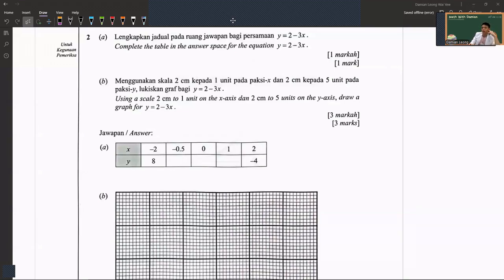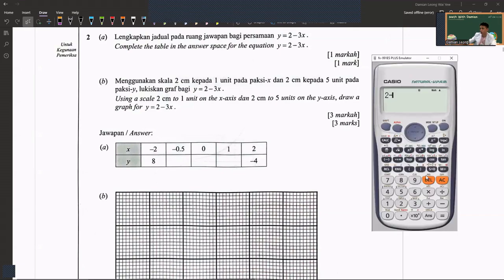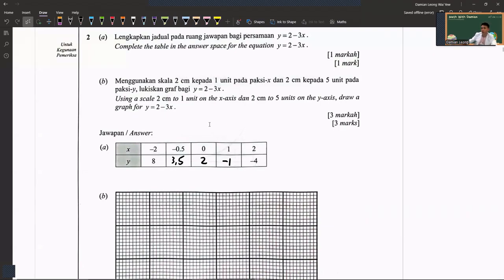Then question 2. Part A, complete the table in the answer space for the equation y equals 2 minus 3x. So just put in the value of x and calculate the y value based on the equation. So 2 minus 3x. If I put negative 0.5, it is 3.5. If I put 0, it will be 2. And calculate 1, it is negative 1.